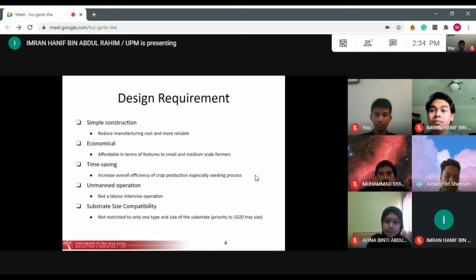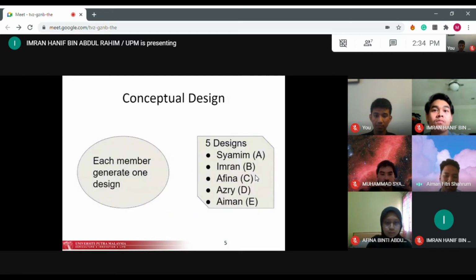And the last one is substrate size compatibility. With this point, we want to make the machine not restricted to only one type and size of substrate. So that's all from me. I pass to the next presenter for conceptual design.